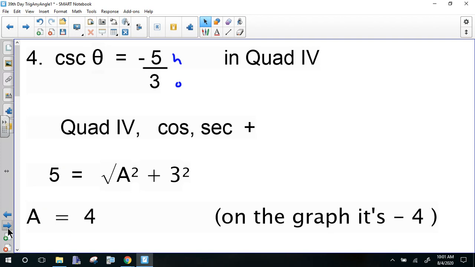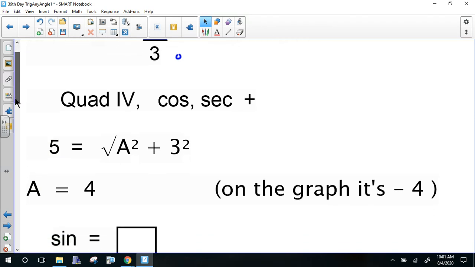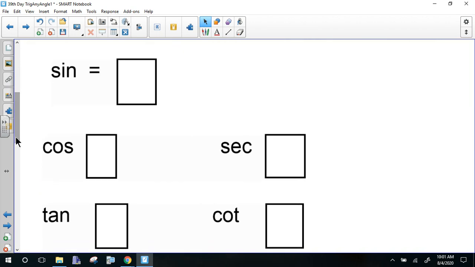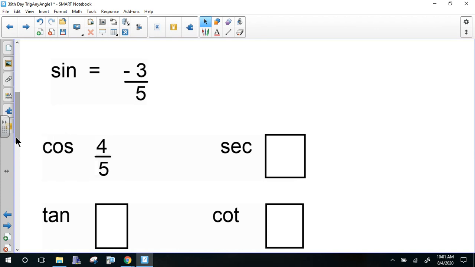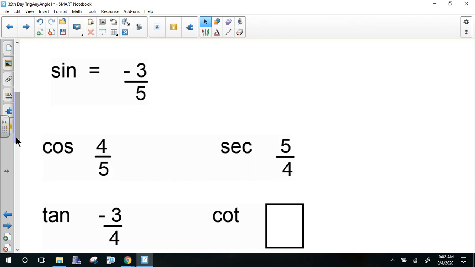But if you look on the graph, it's in a negative 4 position. So my sine is going to be 3 over 5. Cosine, 4 over 5. Tangent, 3 over 4. Remember the negative signs and the positive signs. In quadrant 4, cosine and secant are positive. All the others are negative.